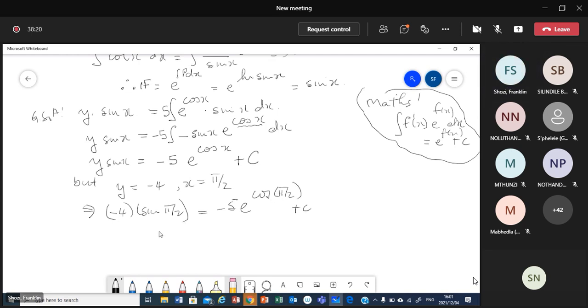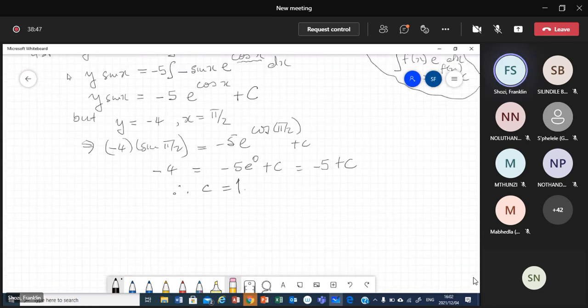Pi over 2 is 90. Sine of 90 is 1, so that becomes minus 4. Minus 5. Pi over 2 is 90. Cos of 90 is what? It's 0. E to the power 0 plus c. Any number to the power 0 is just 1. So it's minus 5 plus what? C. Solve for c. Therefore, c is 1.